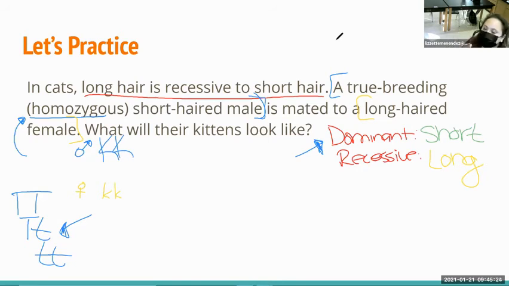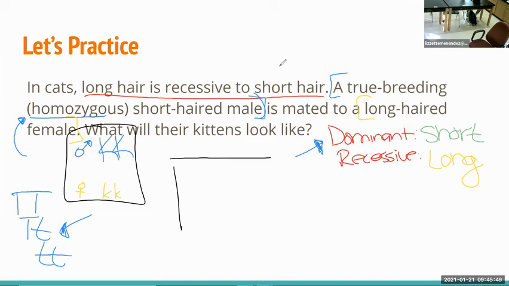Yes, so our homozygous short-haired male is going to be homozygous dominant, and the long-haired female is going to be homozygous recessive, because in order to get the long hair, we can't have a dominant trait, otherwise it's going to be short. So here are our two parents. Yay! We did it. So now is the easy part, because we all know how to do Punnett squares. That's like the fun part.